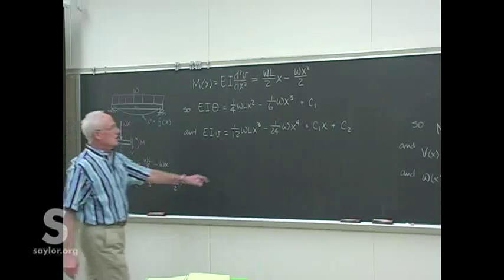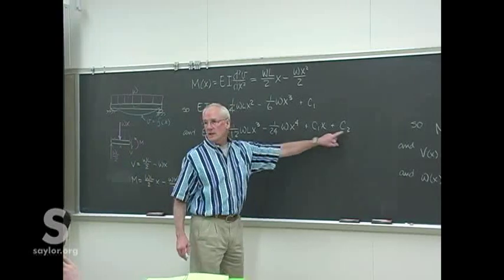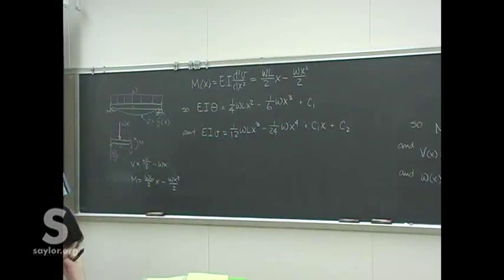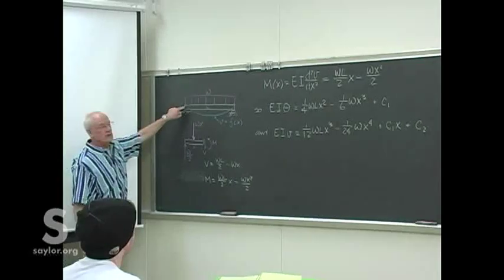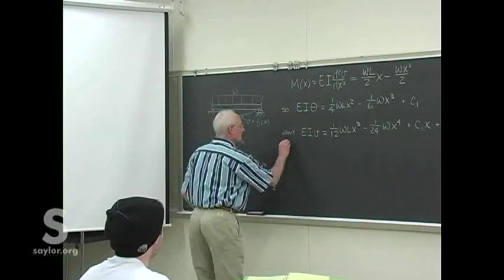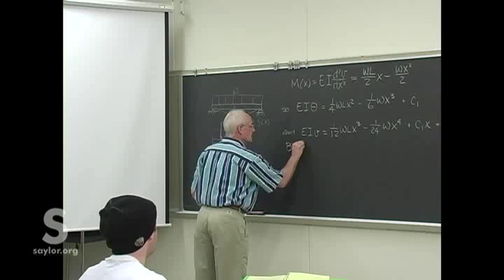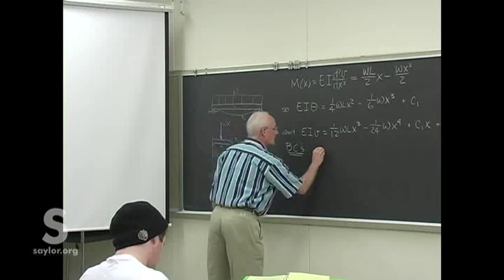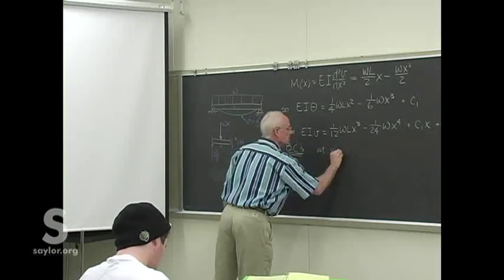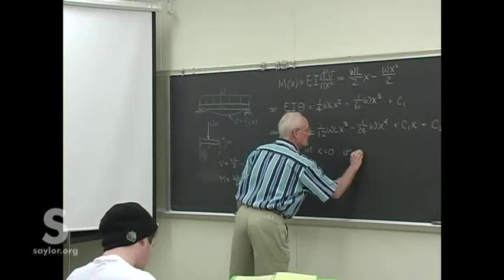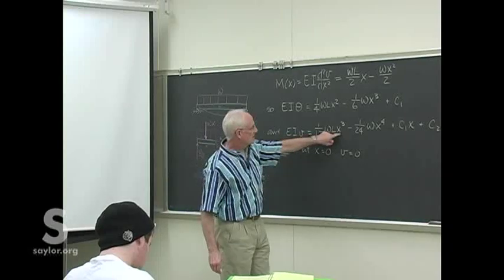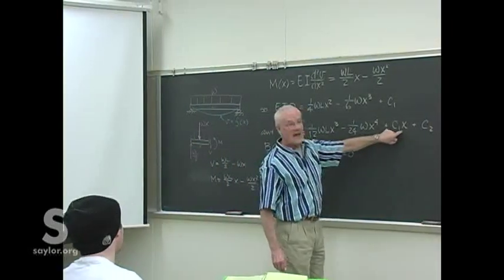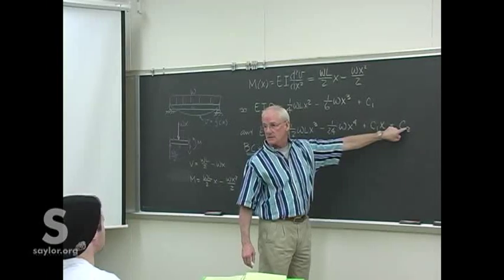We've got 2 constants of integration. We need 2 boundary conditions. What are they? 0 and 0. Well, yeah, at x equals 0, there's no deflection. So our boundary conditions are at x equals 0, v equals 0. So that's 0, that's 0, that's 0, that's 0, that must be 0.